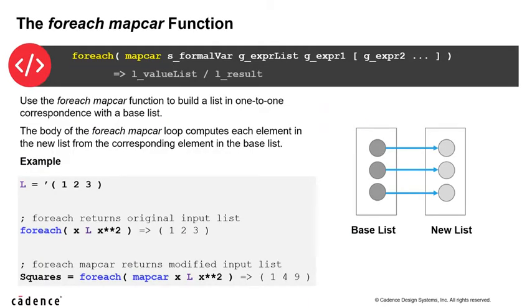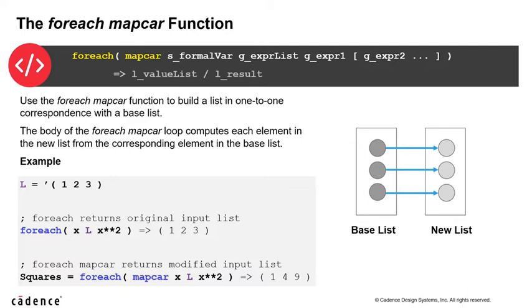Here we'll examine the use of the foreach mapcar function. Its basic purpose is to build a list one-to-one with a corresponding base list. And the body of the foreach mapcar loop computes each element in the new list based on an element in the base list. So in the example here, we'll have an initial list L, just assign the values 1, 2, 3. We'll compare and contrast the foreach and the foreach mapcar loop.